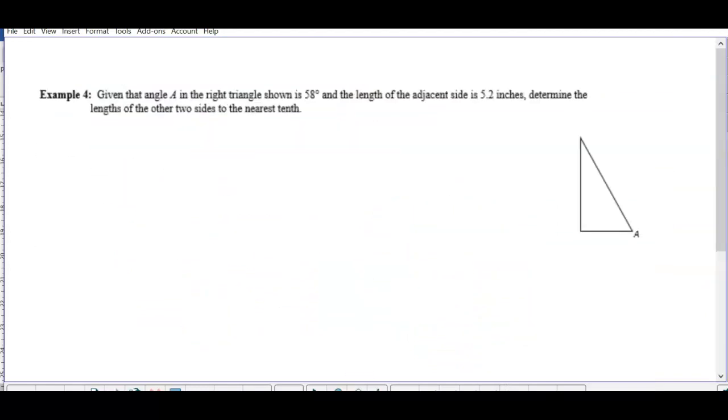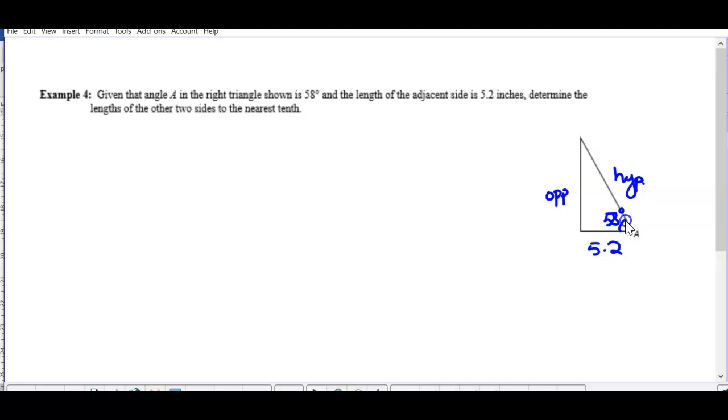Okay, example 4, given that angle A in the right triangle shown is 58 degrees. So we can label that 58 degrees. And the length of the adjacent side is 5.2. Determine the lengths of the other two sides to the nearest tenth. So we want to find the opposite and the hypotenuse. Alright, we know the adjacent. So let's find the opposite.